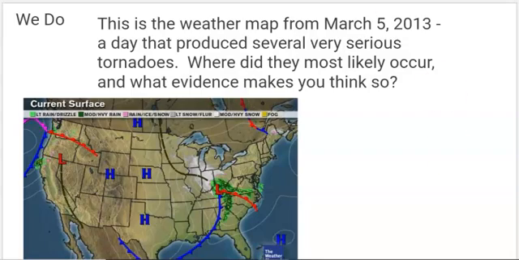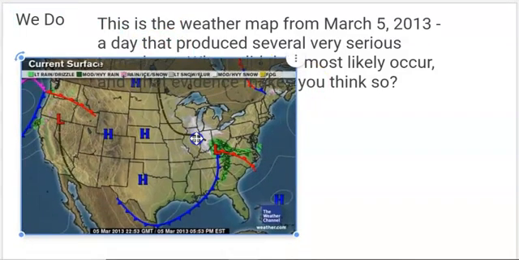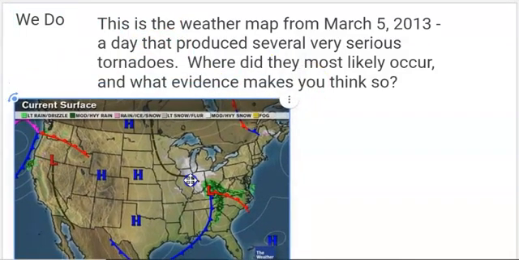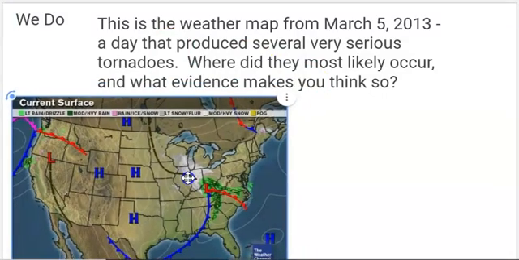All right, let's try another one here. I don't know, it's kind of hard to do when you're home and I'm here, but we can try. This is the weather map from March 5th, 2013. The date's down there at the bottom. A day that produced several very serious tornadoes. Where did they most likely occur? And what evidence makes you think so?